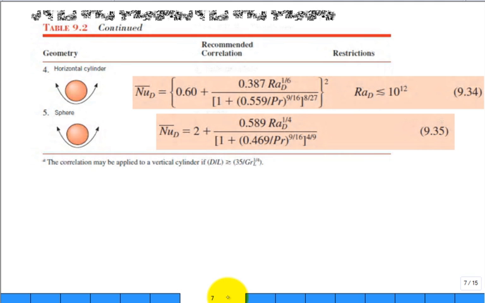All right, so we also have off of a horizontal cylinder a long correlation. When you see a correlation like this, it's an empirical fit. And as well as off of a sphere, it's a lot of empirical fit to the correlation.